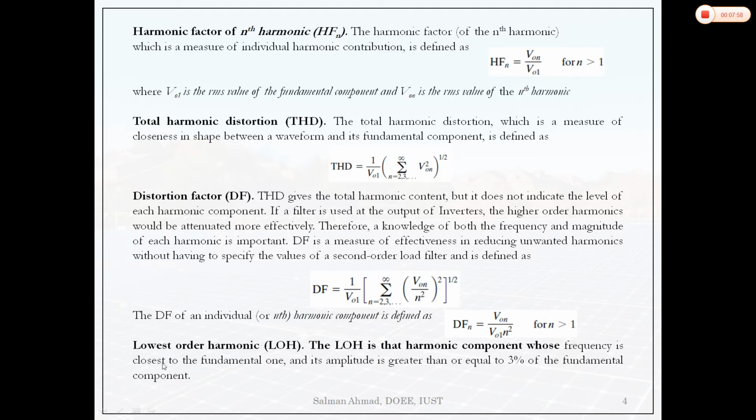Similarly, we have another factor, the lowest order harmonic, which is the frequency closest to the fundamental one. For example, in a single phase inverter, the harmonic closest to the fundamental component is the third harmonic, because the output waveform normally has even symmetry. That means the positive half is equal to the negative half, so even harmonics will be absent. The next predominant harmonic will be the third harmonic. The lowest order harmonic is of more concern because of its higher magnitude.